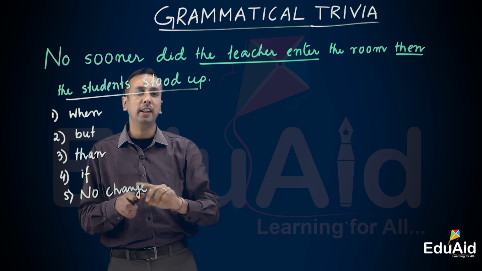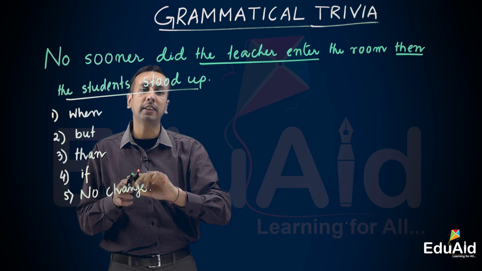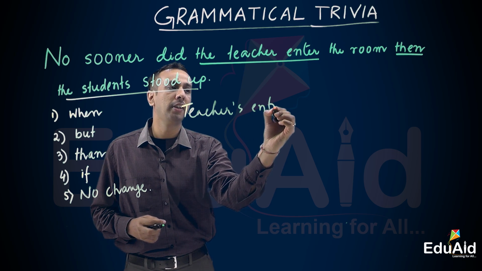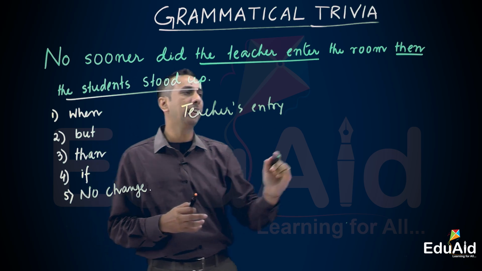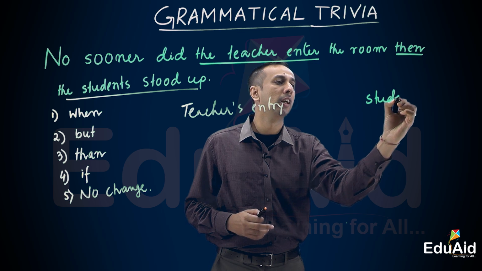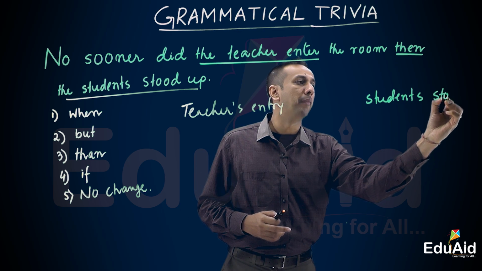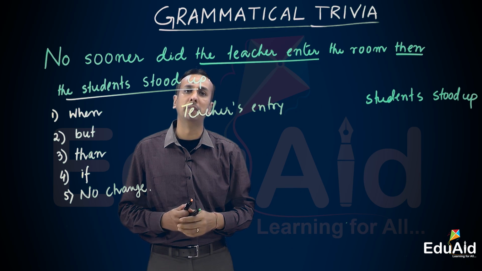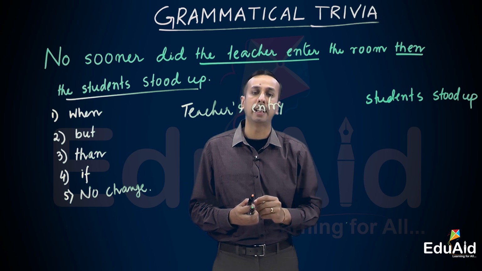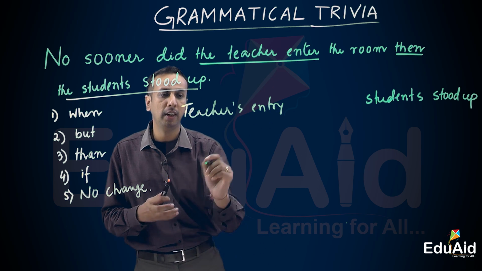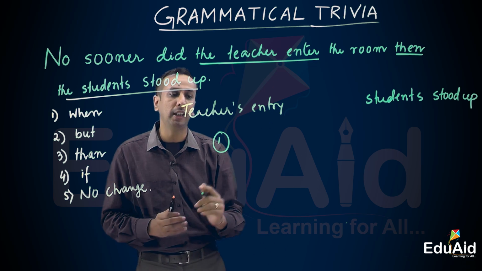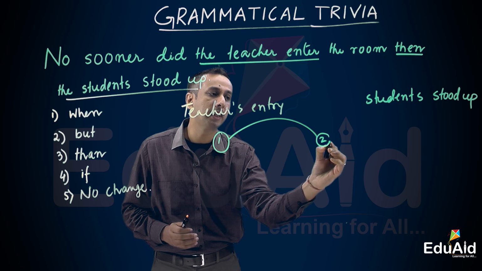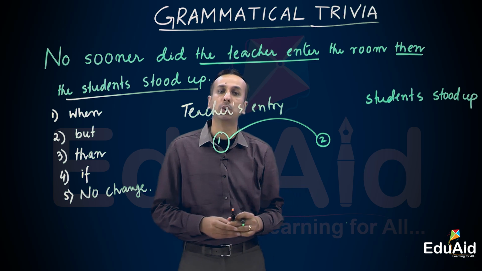The first action is the teacher's entry. The other action is the students stood up. These are the two actions that happen. Now I give you two possibilities. You tell me what the sentence means. Possibility number one: the teacher entered the room and after that the students stood up.